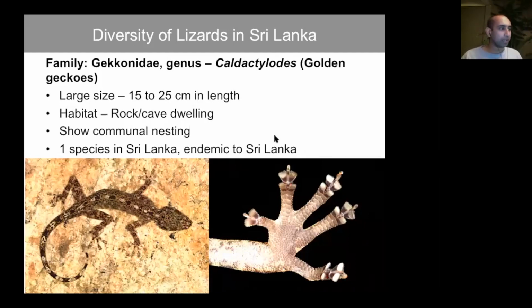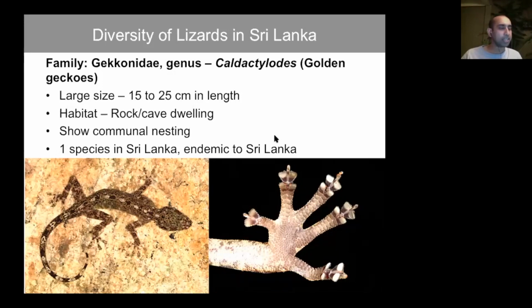The genus Calodactylus is found only in India and Sri Lanka. In Sri Lanka, they're found mostly in the eastern sector of the country, mostly along the Uva region. The other species is found in India. These are somewhat large geckos ranging from 15 to 25 centimeters in length, and they are all rock or cave dwelling species found in the humid forests of the Uva province of Sri Lanka. The species that we have in Sri Lanka is Calodactylus ilingodaram, and that is endemic to this country.